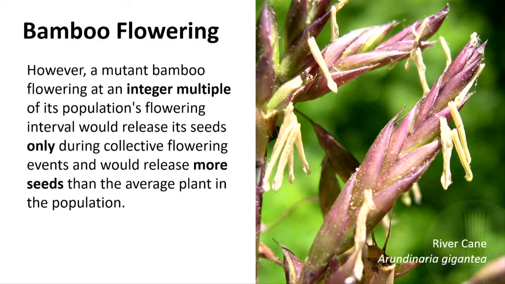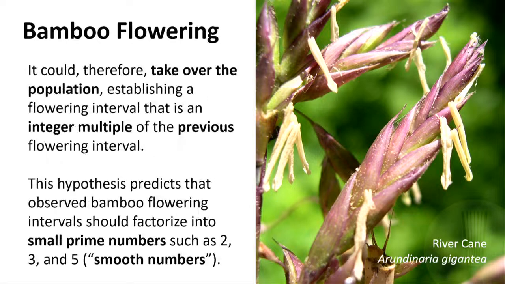However, a bamboo mutation that would flower at one of the integer multiples of its population's flowering interval, meaning if they flowered every 3 years, suddenly an integer multiple might be 6, 9, 12, then it would get that benefit of flowering in line with its species, but it would then release more seeds than the average plant in the population and can therefore take over that population, or its genetics would become dominant in that population and so start extending the flowering period of that population. But it would be a multiple of the original population's bloom interval.